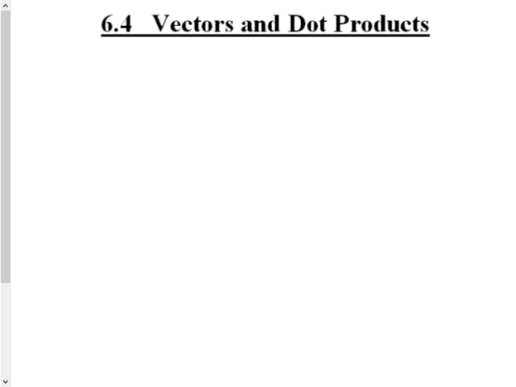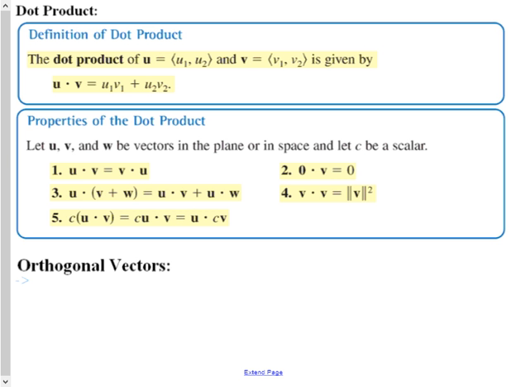Today we are covering lesson 6.4, vectors and dot products. So first off, what's a dot product? Now be aware that dot products basically are the x value times the x value, the y value times the y value for two different vectors.